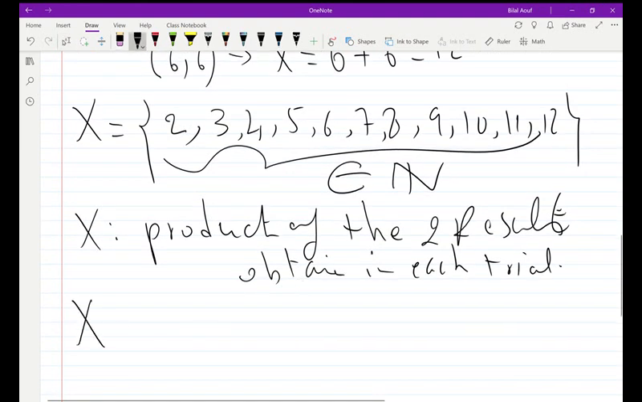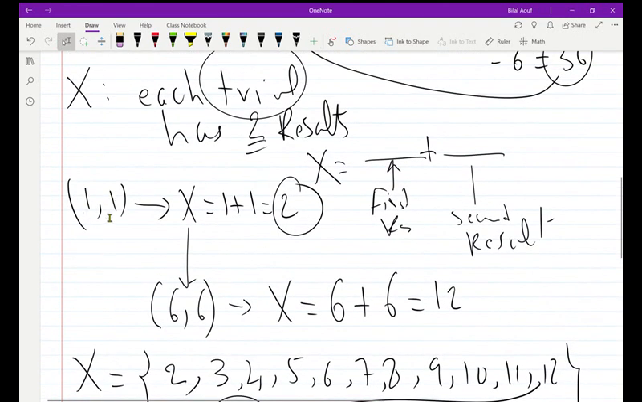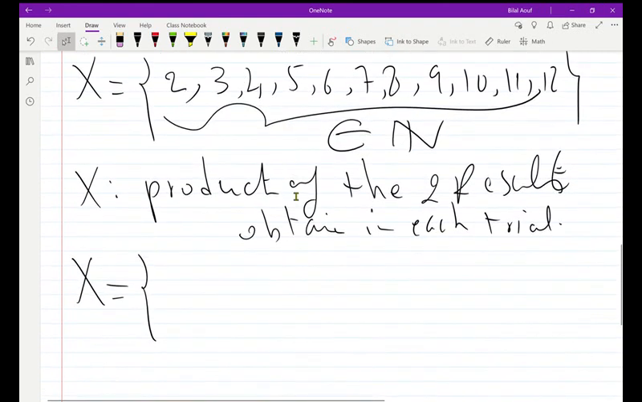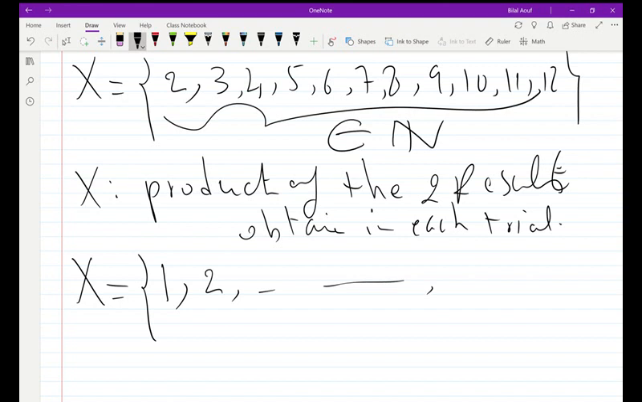In this case, X is, for example, the product of the two results. So if the trial is 1 1, the product is 1 times 1 equals 1. If the result is 1 2, 1 times 2 is 2. All the way to, for example, 6 times 6, 36. But some numbers between them shouldn't exist. For example, the number 14 doesn't exist here, because there are no two results obtained that give me the value 14.